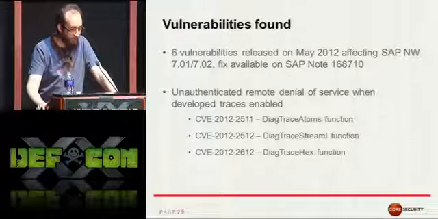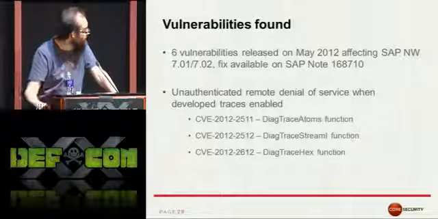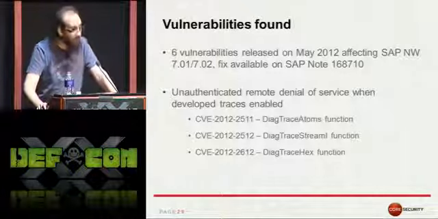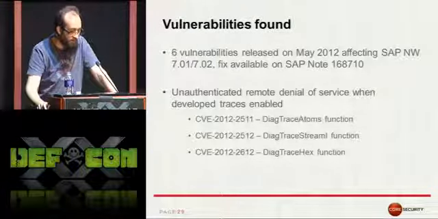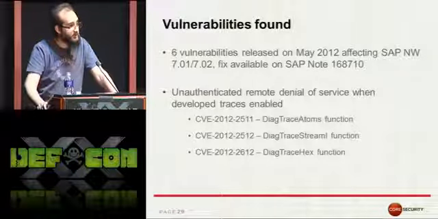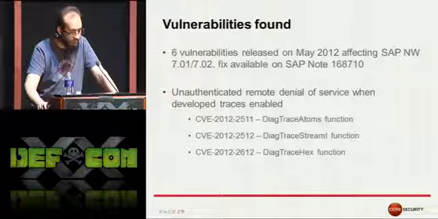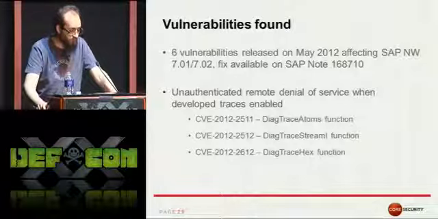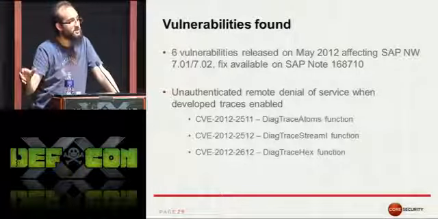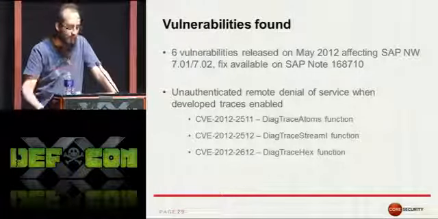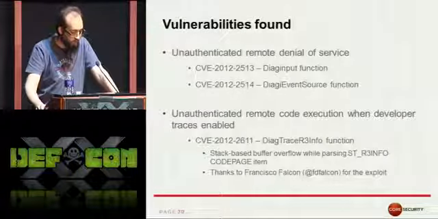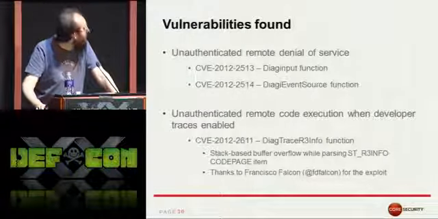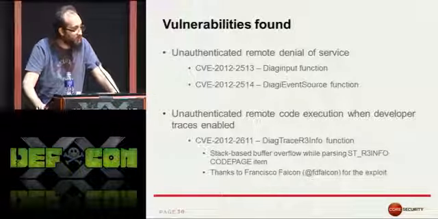So using this approach and some manual tests, I found 6 vulnerabilities on the SAP application server. These issues were fixed in May by SAP, and 5 of the issues are denial of service vulnerabilities. 3 of them require that you enable the developer traces on the application server, and there are 2 more that do not require that feature to be enabled, but all can be triggered by an authenticated and remote attacker.